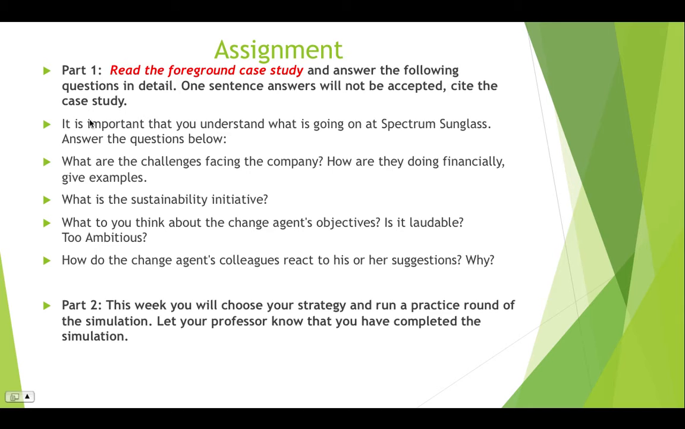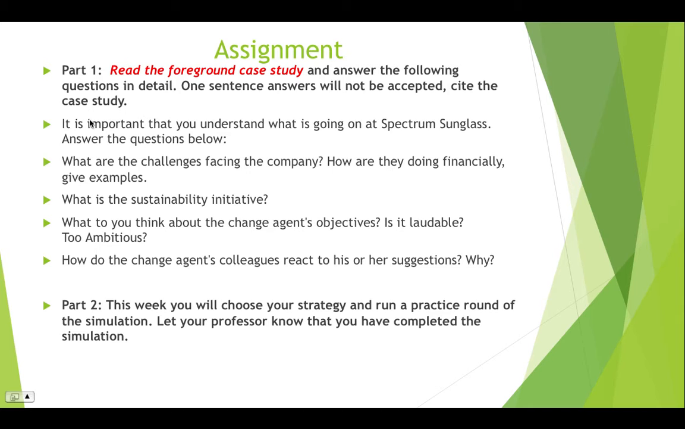So think about, what are the challenges facing Spectrum Sunglass? How are they doing financially? Give examples from the foreground. The research is done. All you need to do is pull out the facts. What is their sustainability initiative? What do you think about the change agent's objectives? Is it possible? Is it too ambitious? Feel free to give your pros and cons to that and your thoughts. And how do the change agent's colleagues react to his or her suggestions, and why?